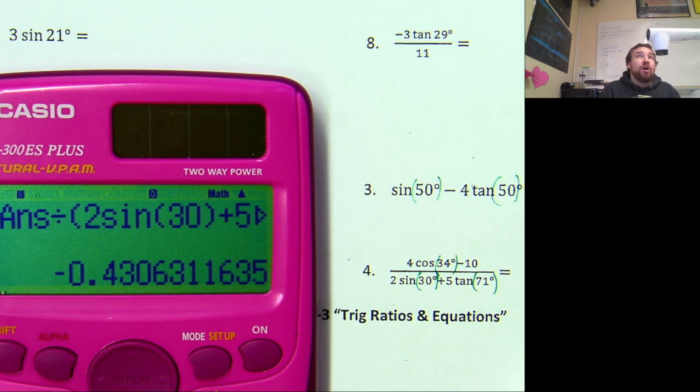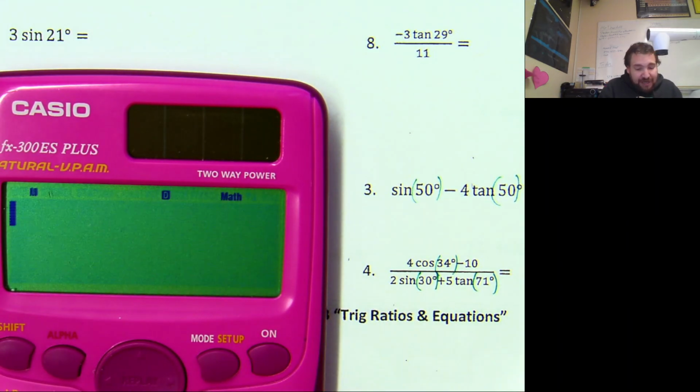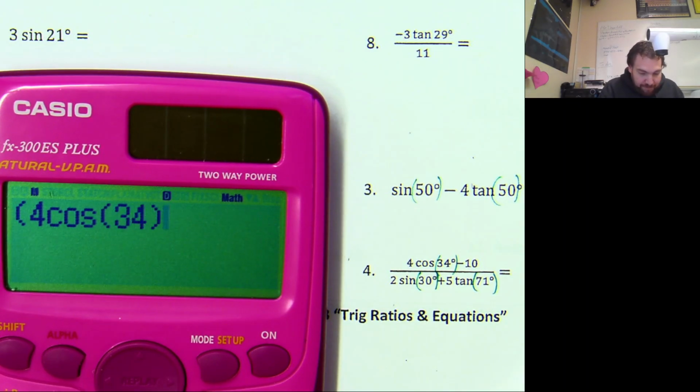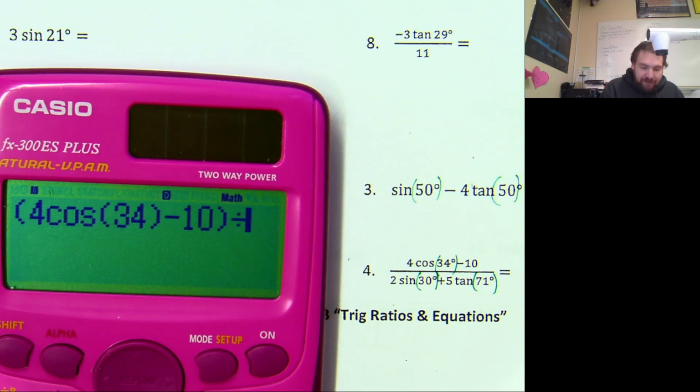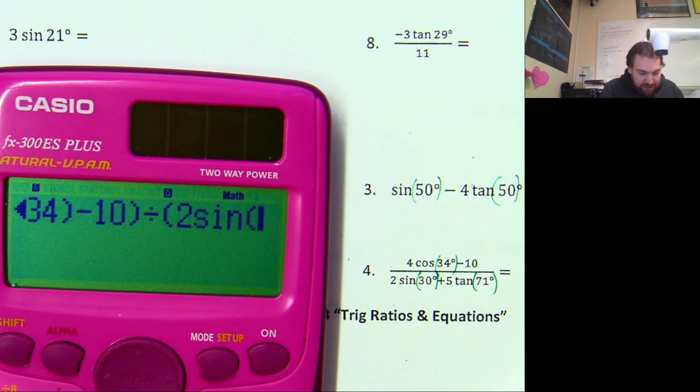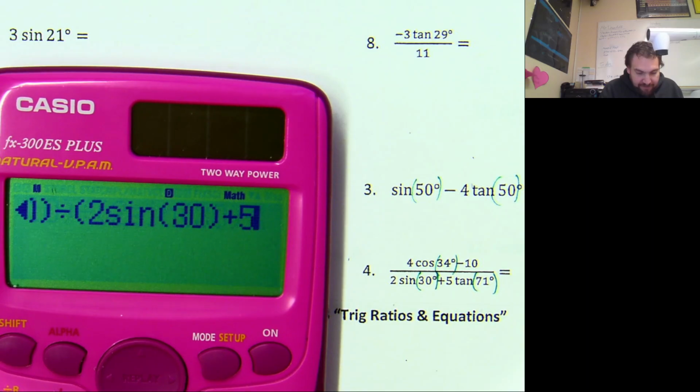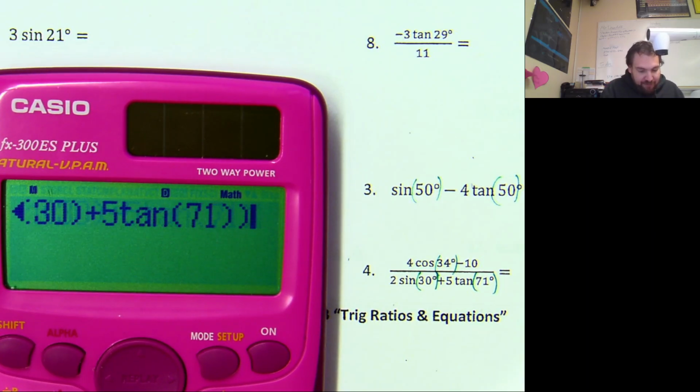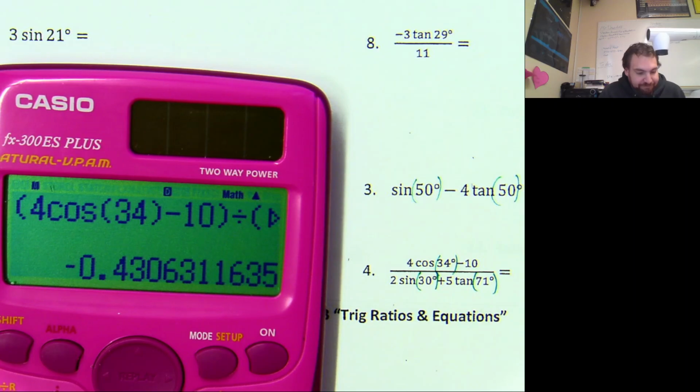If you wanted to punch this all in one long shot, you totally could. You just have to put brackets around the numerator. So it would be bracket 4 cos 34, close that bracket, minus 10, close that bracket, divide by, open a new bracket, 2 sine 30, close that bracket, plus 5 tan 71, close that bracket, and then close the other bracket. So many brackets. You can also just do it in the fraction if you put the fraction at the very beginning. Sure, not all calculators will do that though. So it's an exercise in making sure we put brackets in the right spots.